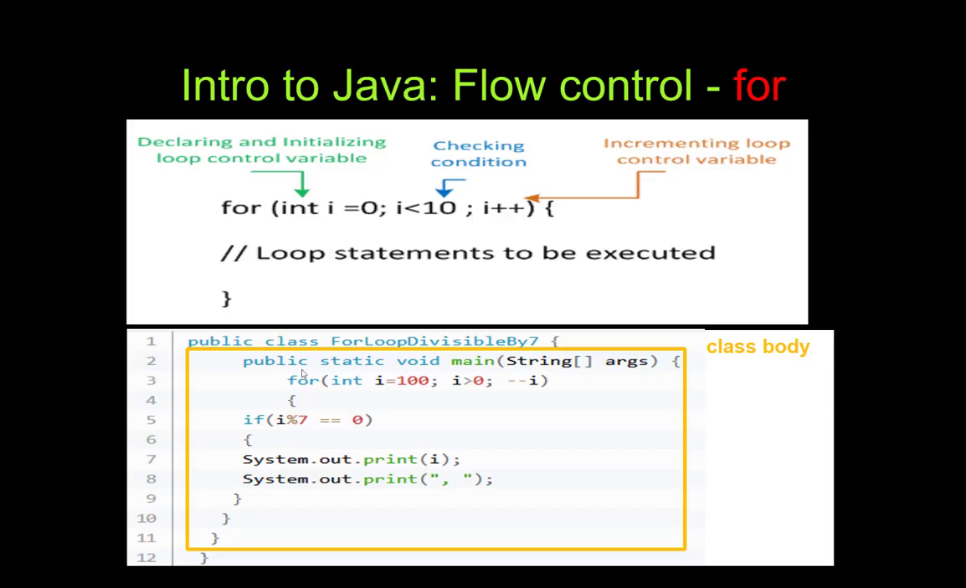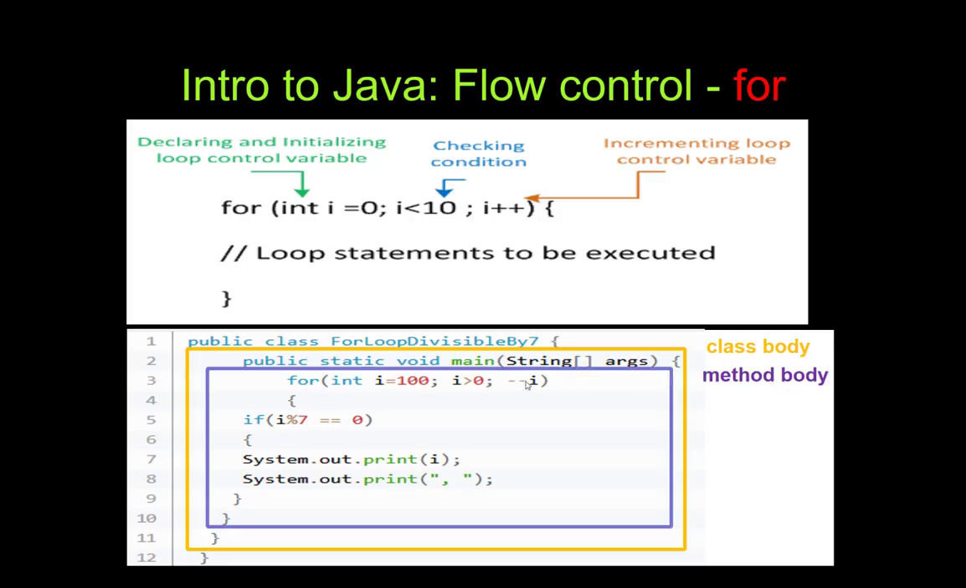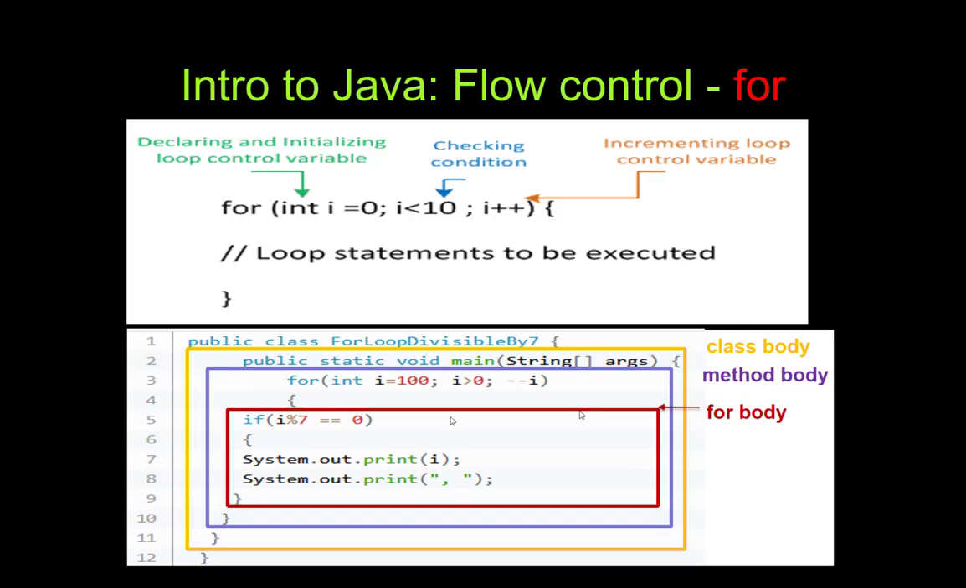And inside this method, there is a for loop, and this is the method body with the for loop. Here is the for loop with a single if statement, and then the if body has two statements. So what does this program do?